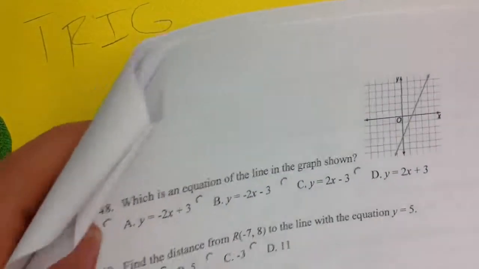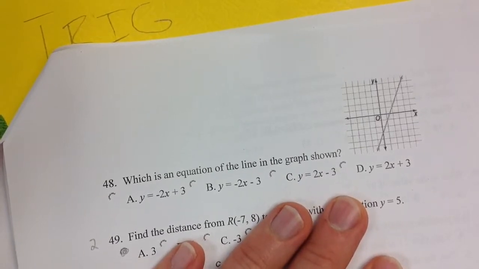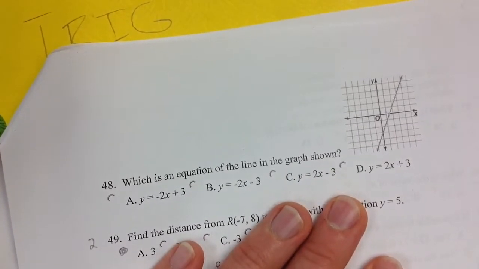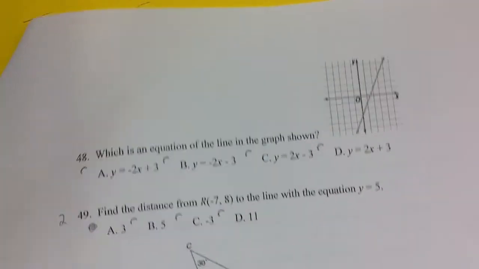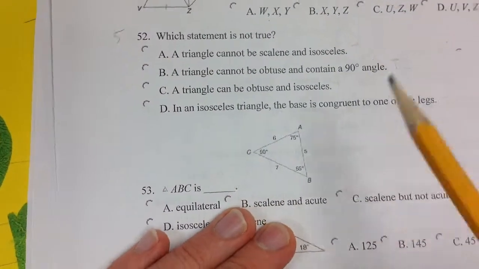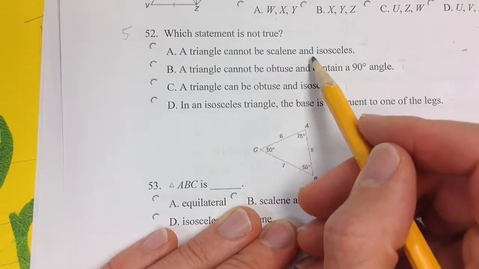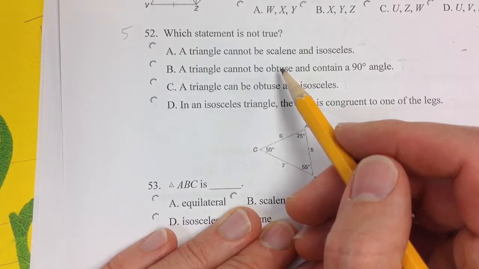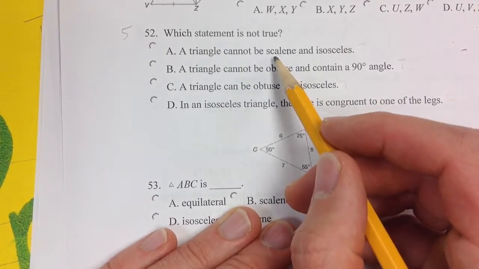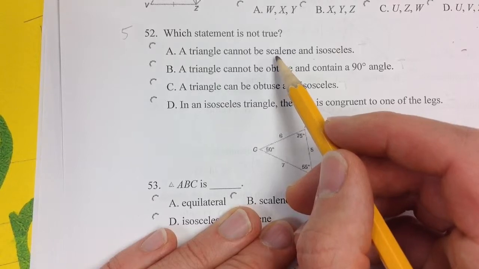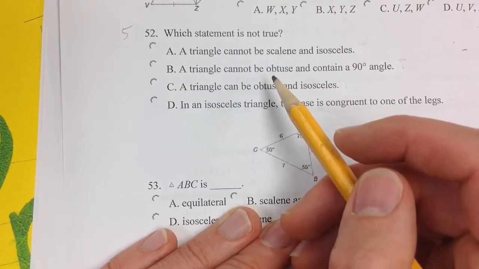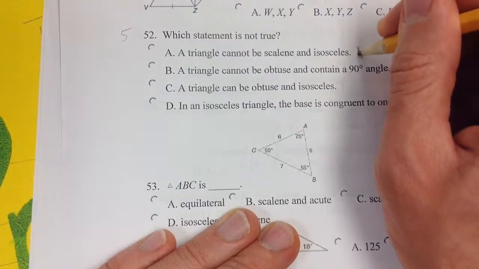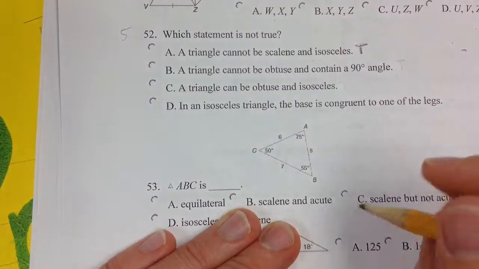Last one, 52. A triangle cannot be scalene and isosceles. Is that true? Think about it this way. If a triangle is scalene, can it also be isosceles? No. So true. A triangle cannot be scalene and isosceles.